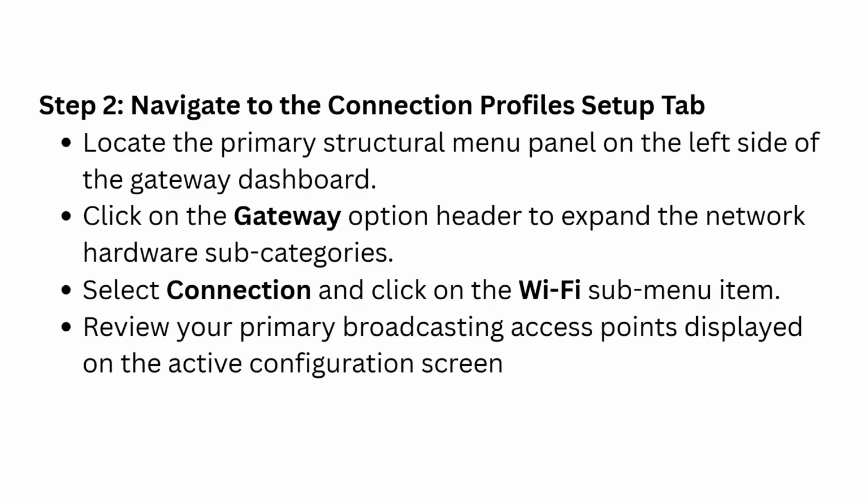Step 2. Navigate to the Connection Profile Setup tab. Locate the primary structural menu panel on the left side of the gateway dashboard. Click on the Gateway option header to expand the network hardware subcategories. Select Connection and click on the Wi-Fi submenu item. Review your primary broadcasting access points displayed on the active configuration screen.